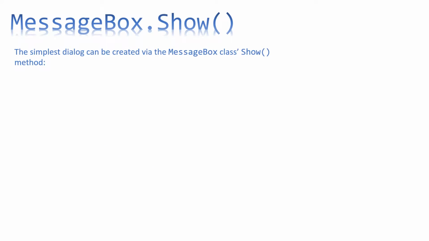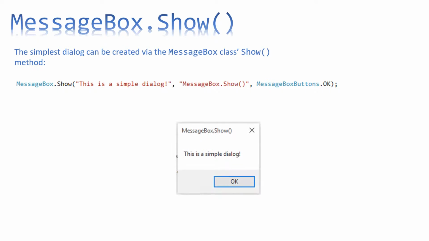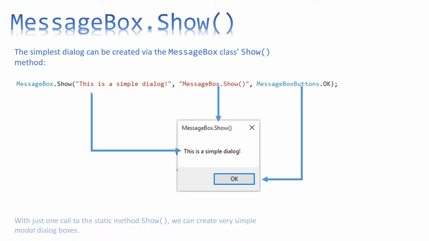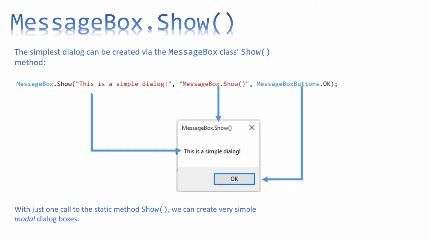The simplest dialog that can be created is by using a class, MessageBox, and by calling its static show method. Here's an example statement. And as you can see here, we call the show method with 3 parameters. The first parameter is to set the text inside the dialog box. The second parameter sets the text for the title bar. The third parameter controls what types of buttons appear on our dialog. With just one call to this static method show of class MessageBox, we can create very simple modal dialog boxes.